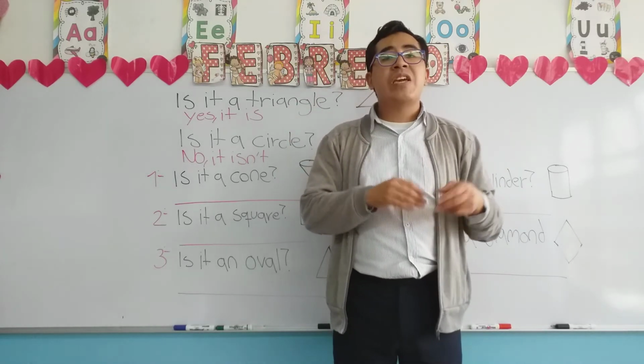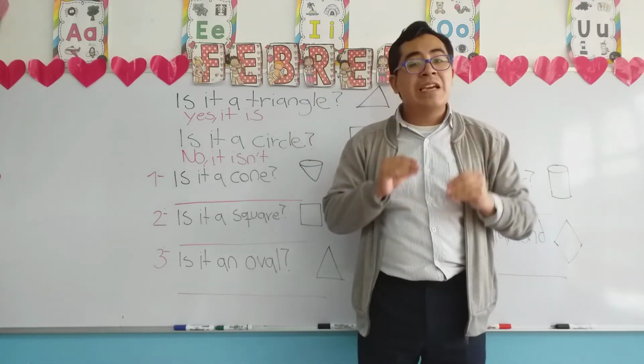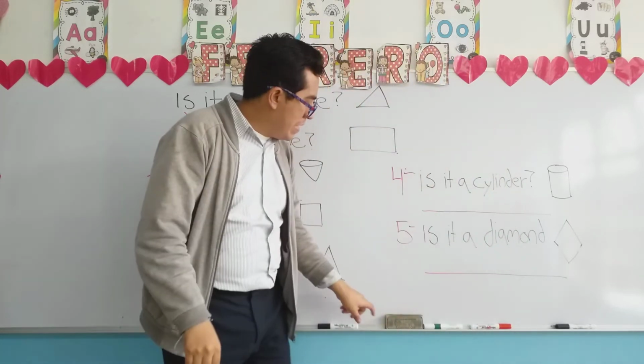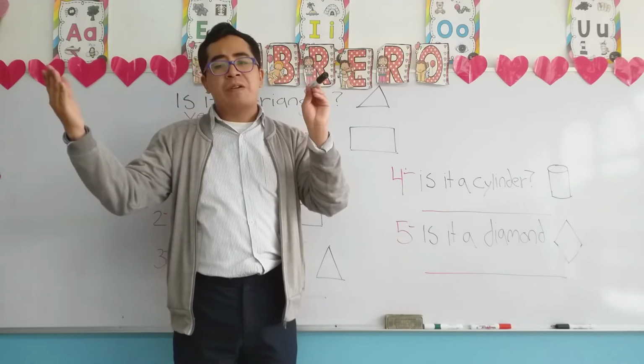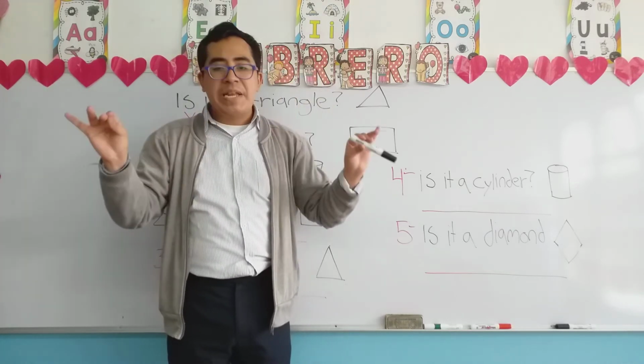We have to say it completely. That is part of speaking in English. Also, for example, what is this? This is a marker, not just marker. We have to say it completely.